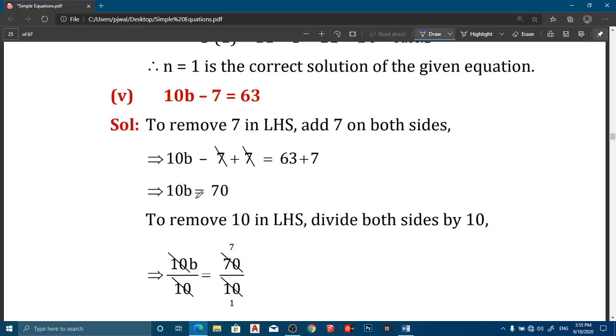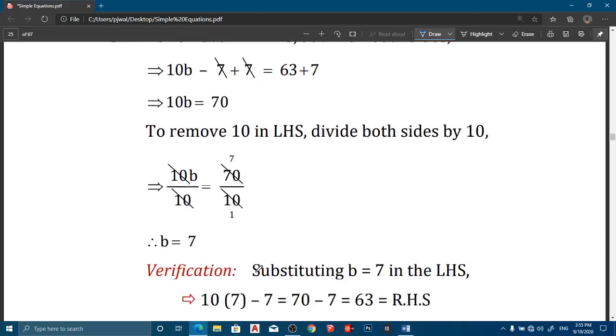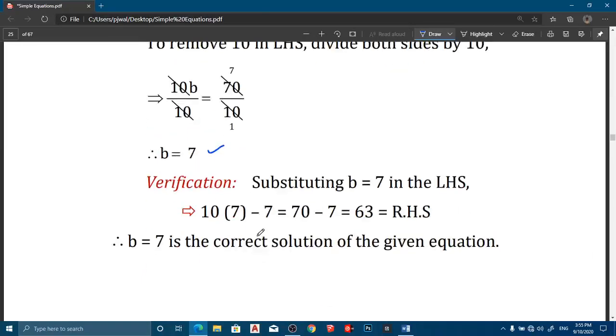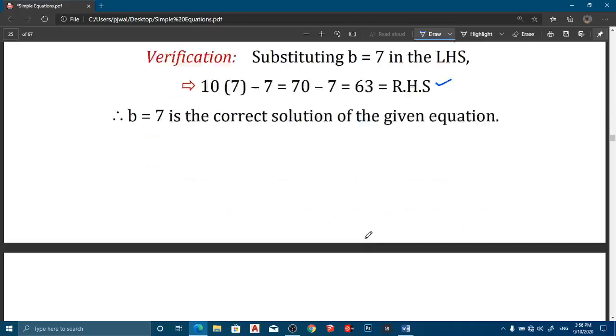So now to remove this multiplied 10 value, you have to divide on both sides by 10. So now the 10 gets cancelled here. Here you will get b is equal to 7, as 10 sevens are 70. Whether this 7 is the solution of the given equation or not, we have to substitute it in the left side, which is 10 sevens are 70 minus 7, which is 63, equivalent to the RHS. So therefore, b is equal to 7 is the correct solution of the given equation.